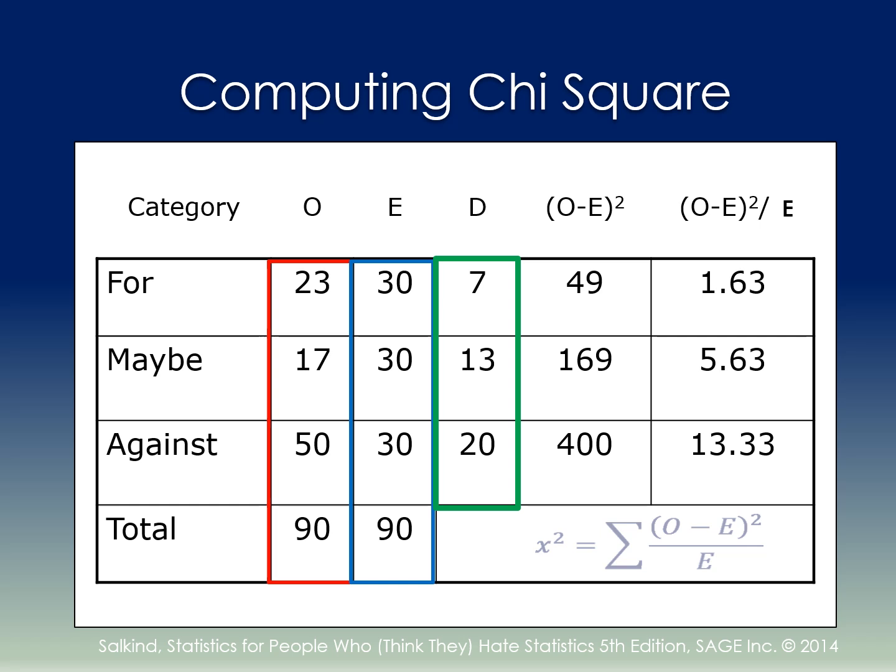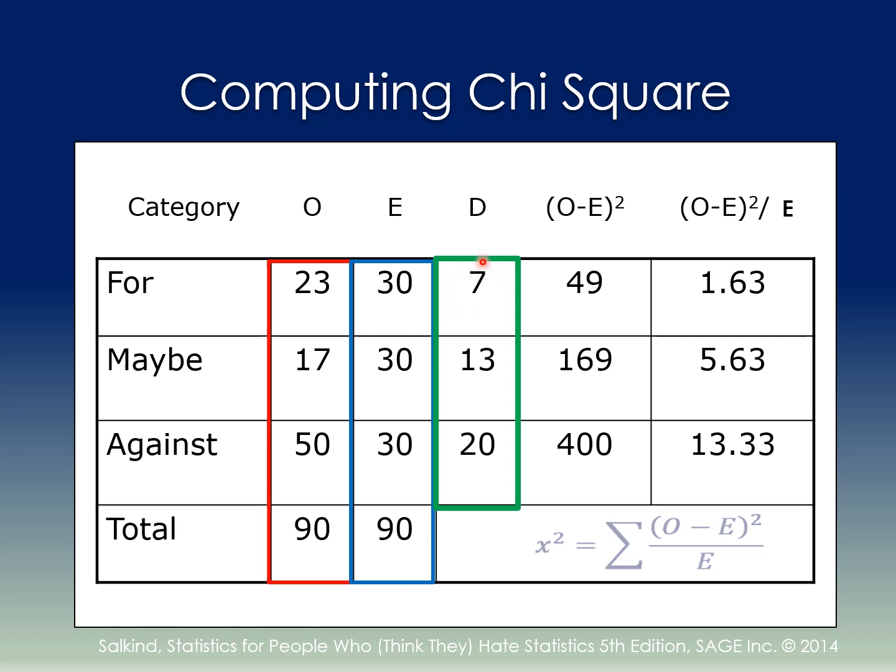On the lower right-hand corner there, I've put the formula again, and so we have our table here. Just to explain what the table is, these are our categories, our 3 independent categories. These are the observed frequencies here, so 23, 17, and 50, right? These are the expected frequencies, 30, 30, and 30. It's again what we would expect. D stands for the difference, right? So the difference between 30 and 23 is going to be 7.